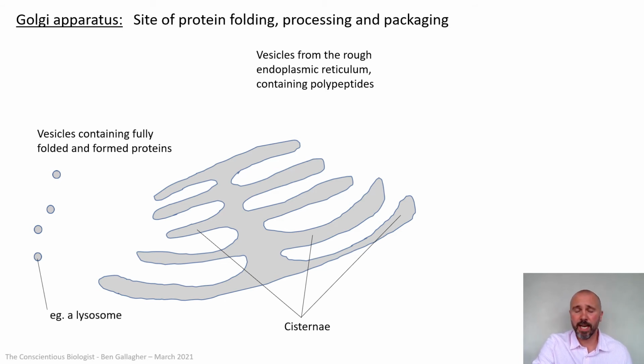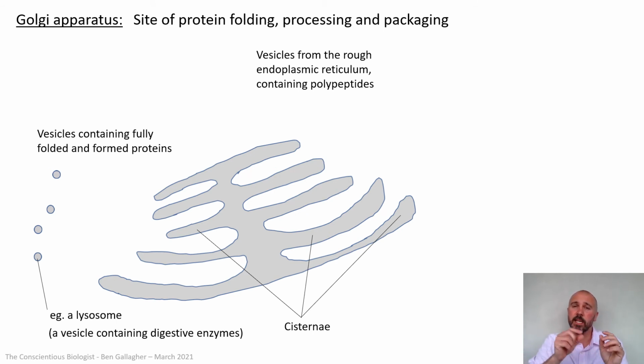Now you do need to know an example of the vesicles that come off from the Golgi apparatus, and the one that always seems to come up in almost all exam boards is a lysosome. This is only one example of a vesicle that would come from the Golgi apparatus containing fully formed proteins, and they're named for the proteins that they contain. In the case of lysosomes, they contain digestive enzymes which are lytic, perform lysis, they cut things, hence lysosome, because it contains lytic digestive enzymes. That's just an example that you could be asked to name in the exam, so make sure you've got that one down.